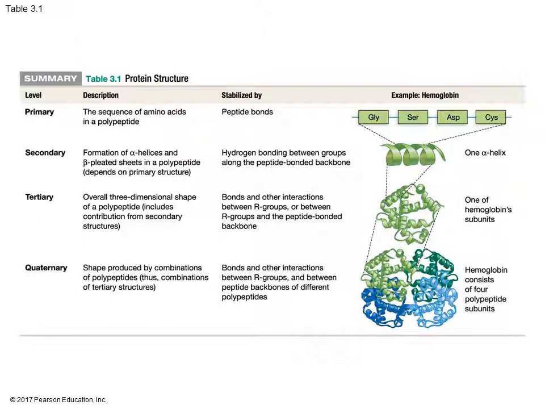I love this summary table in 3.1. It shows you all the different levels, it gives a description, and it shows how they're held together, and it even gives you an example. If you can look at this table and understand what's going on, I realize that you have understood what I've been talking about.